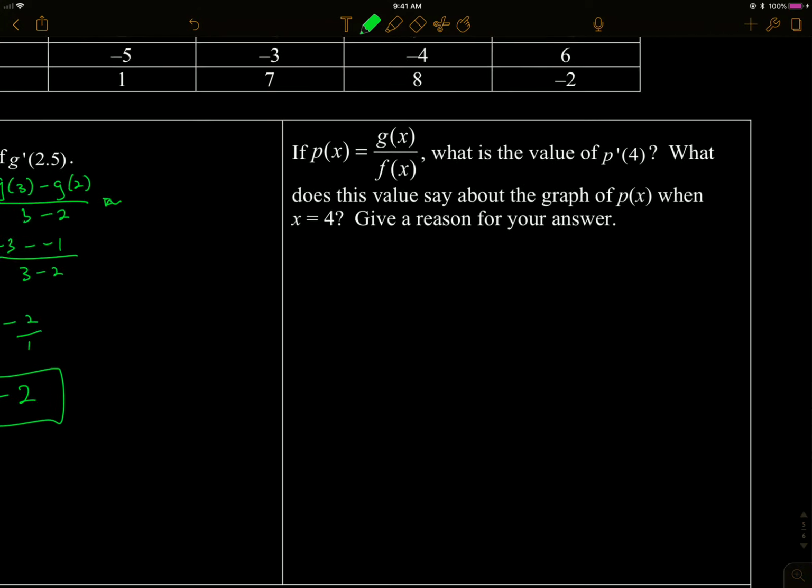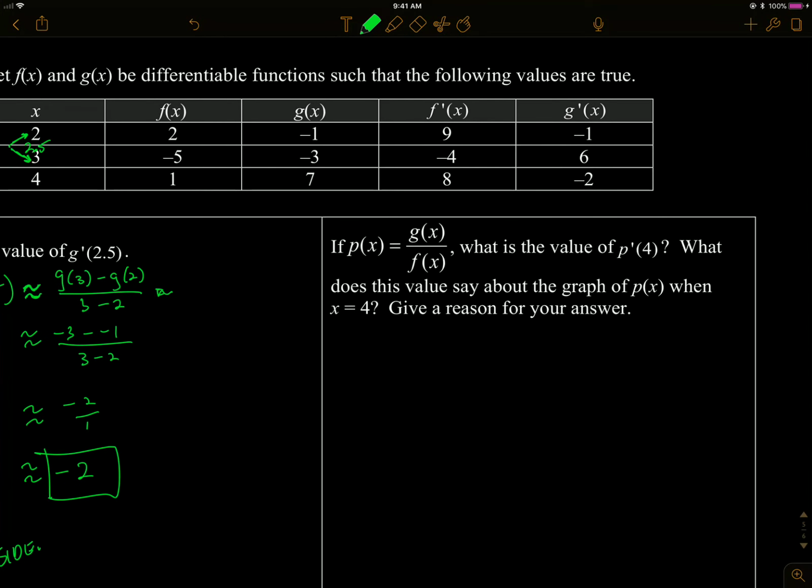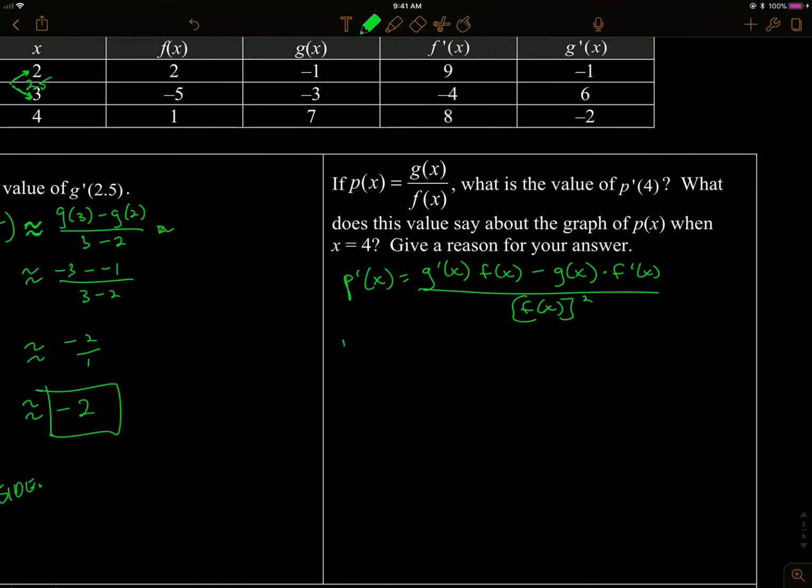All right, let's go this way. We'll do this one next. So now they're going to define p of x as g over f. What's the value of p prime of 4? So that means we need to find the derivative. So p prime of x is equal to derivative of the numerator times denominator minus recopy the numerator times derivative of the denominator all over denominator squared. So that means p prime of 4 is going to be equal to g prime of 4 times f of 4 minus g of 4 times f prime of 4 all over f of 4 squared.